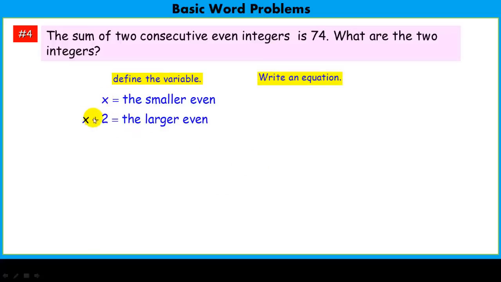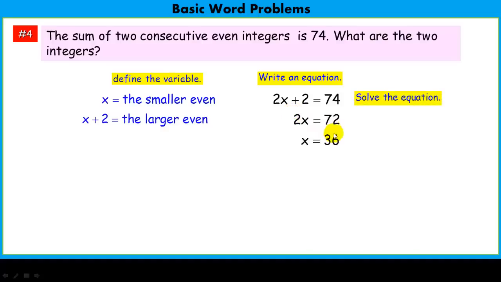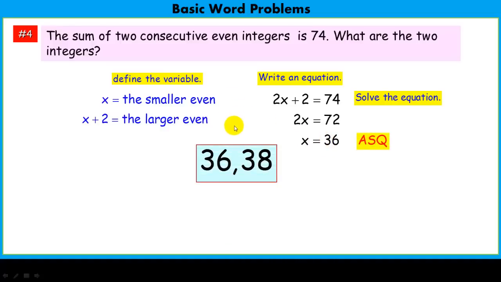From here it's pretty simple. We add up this. x plus x plus 2 is 2x plus 2. That sum is 74. We solve it. Subtract 2, divide by 2. My smaller one is 36, and to answer the question, we need both of them. So we add 2. Raise your hand if you got that one correct. Awesome.